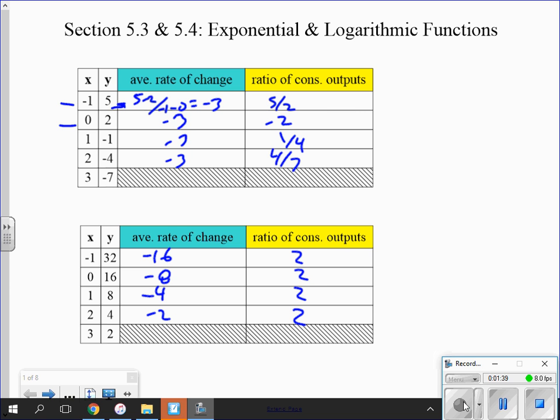Okay, so that's what you should have for those numbers. First one, your average rate of change is -3, and your ratio of consecutive outputs varies. You get 5/2, -2, 1/4, and 4/7. On the second one, your average rate of change varies, -16, -8, -4, -2, but your ratio is a constant of 2.